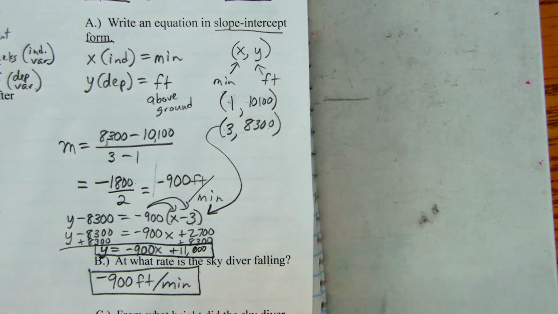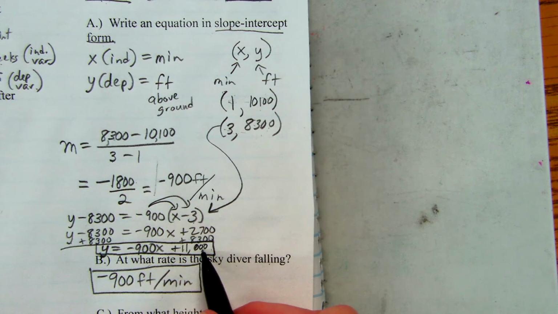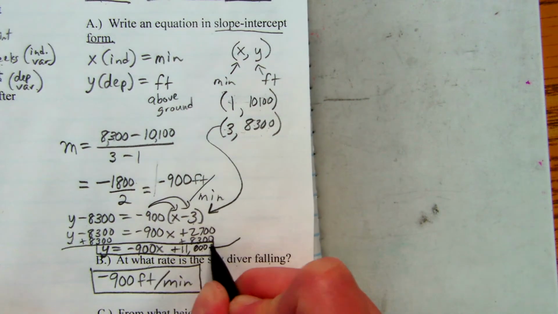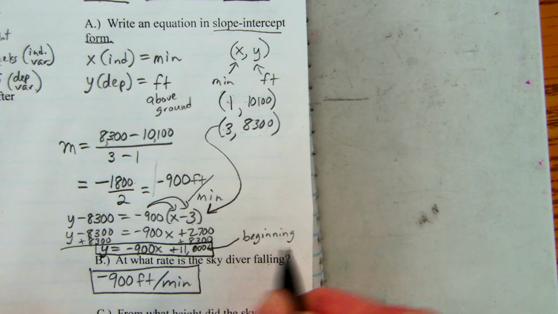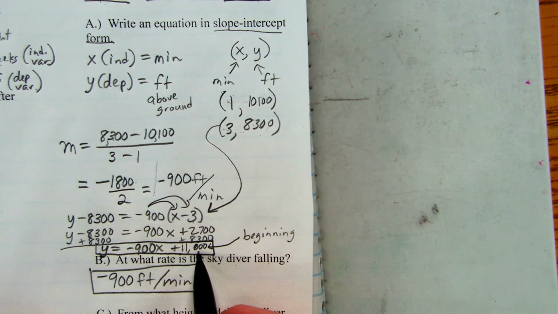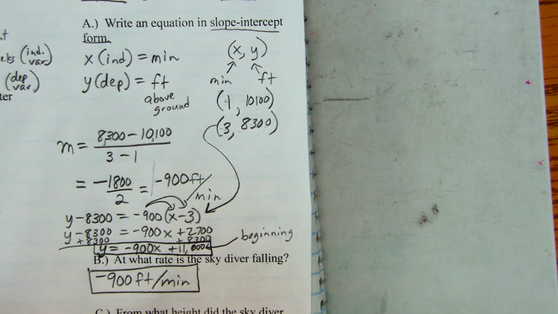And then it says, from what height did the skydiver jump? Well, when we did this, the 11,000 right here tells us the beginning point. So it's right there. I don't have to do any math to find it. So he jumped from 11,000 feet, which is really high.